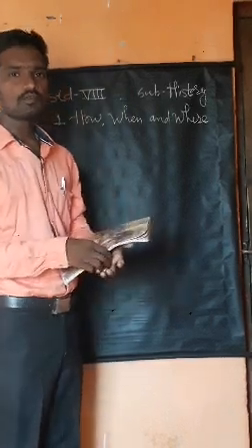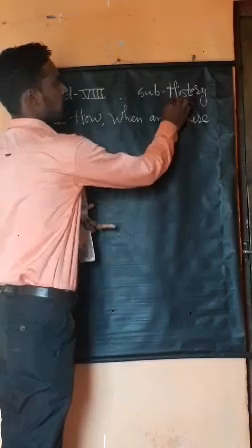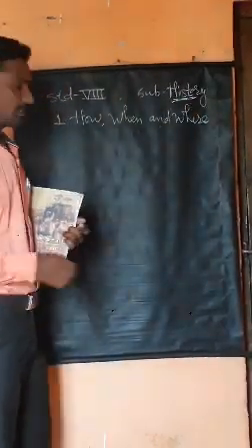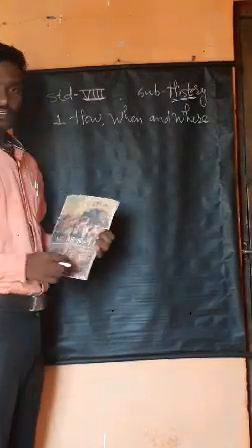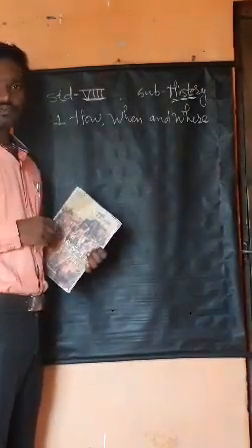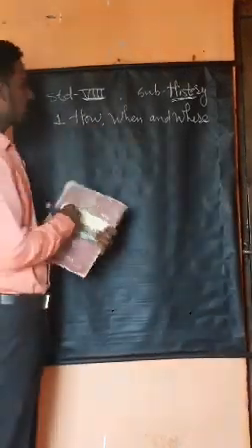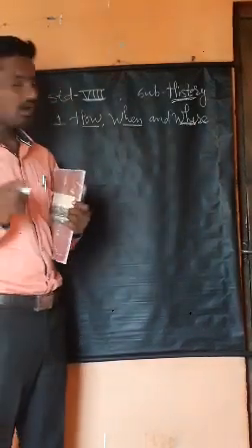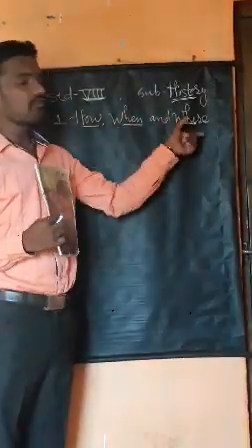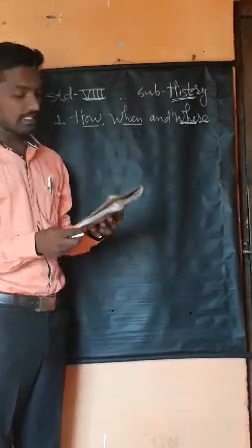Today we are going to see our history of 8th standard. In that, the first lesson we are going to see, the name of our lesson, is How, When and Where. This is the first lesson of history.